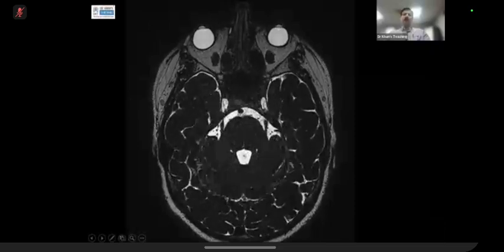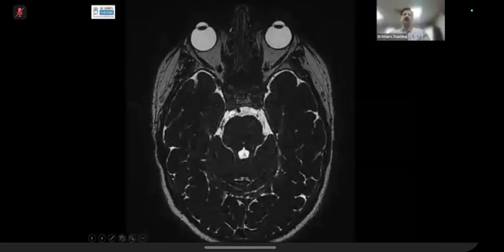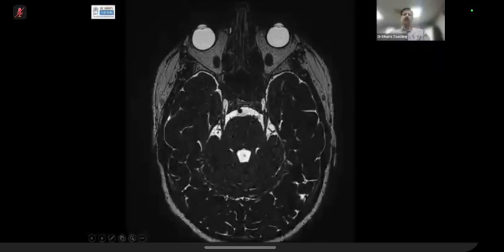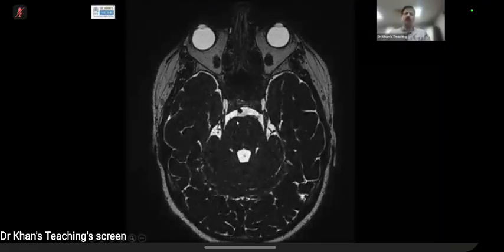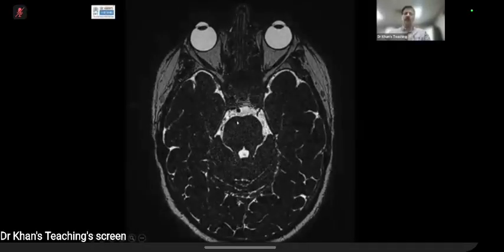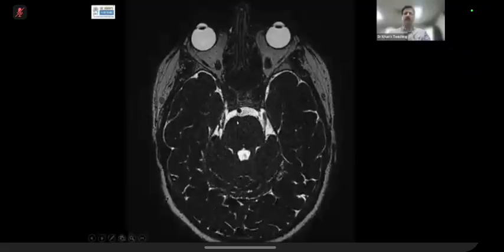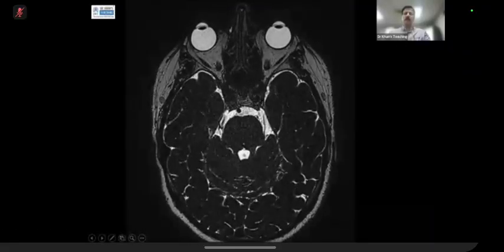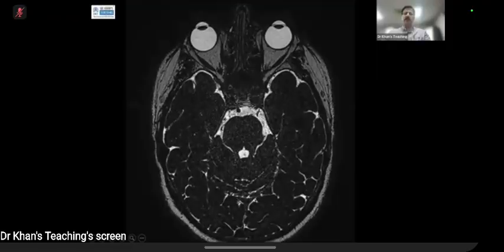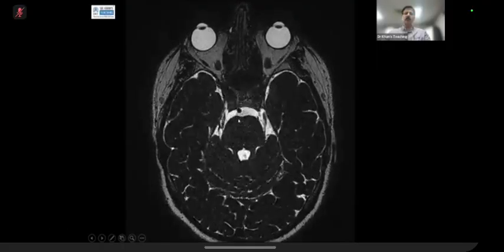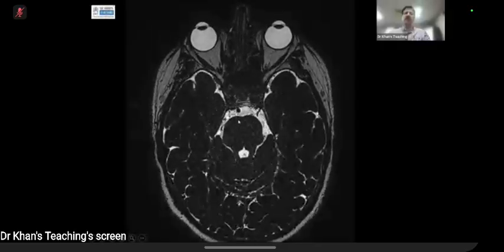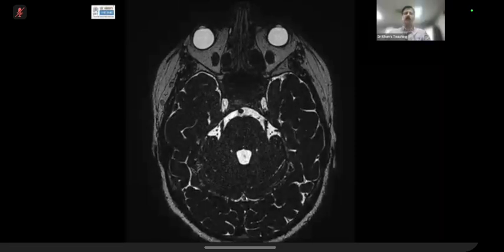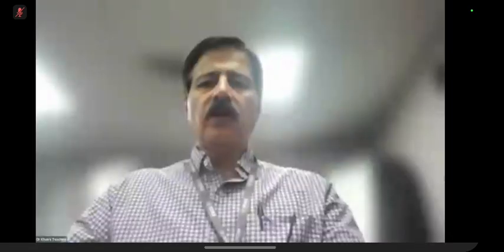Now, if you look very carefully on this, we might be able to see the sixth nerve. The sixth nerve has to go anteriorly from the pons. So if you see here, for example, this thing where I'm pointing, it goes here. So this is the sixth nerve, which is passing into the sphenoid bone there.